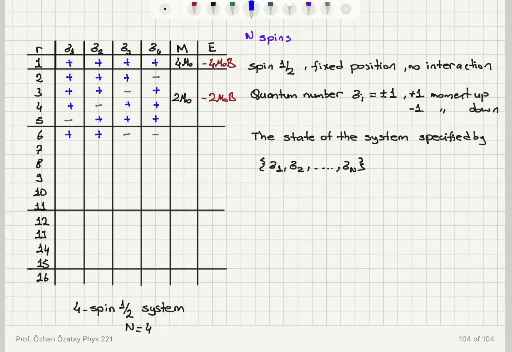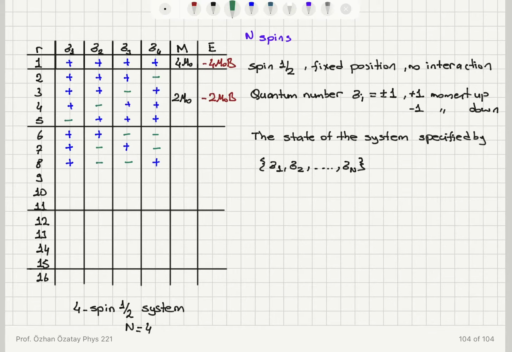The first one is up again. The second one is down, third one is up, and the fourth one is down. The first one is up again. Now this time I can have second one down, third one down, fourth one up.